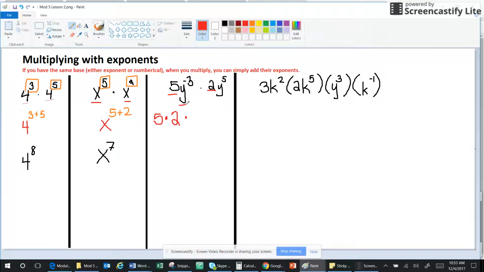And then I see that I have the y's here. And since it's all multiplication, I can take their exponents and add them together. So we're going to do negative 3 plus 5. And when I start to simplify this down, 5 times 2 is 10. I have my y. Negative 3 plus 5 is a positive 2. So this winds up being 10y squared.